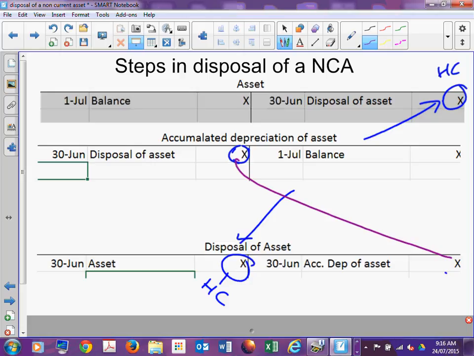So it's always debit disposal, credit the asset, debit accumulated depreciation, credit disposal. They are always the entries to record the disposal of an asset. Doesn't matter whether you are selling it or trading it in, those entries don't change.